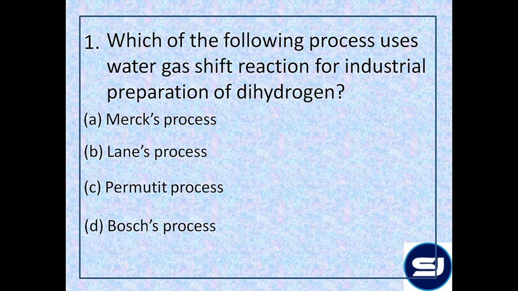Merck's process is the preparation of hydrogen peroxide from sodium peroxide. So, when sodium peroxide is acidified with H₂SO₄, the sodium ion gets converted to sodium sulfate and the peroxide ion gets converted to hydrogen peroxide. So this is the preparation of H₂O₂.